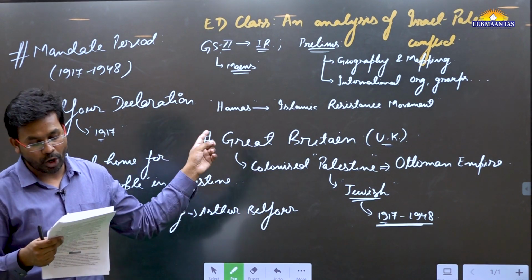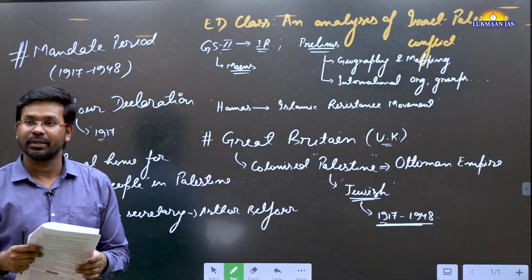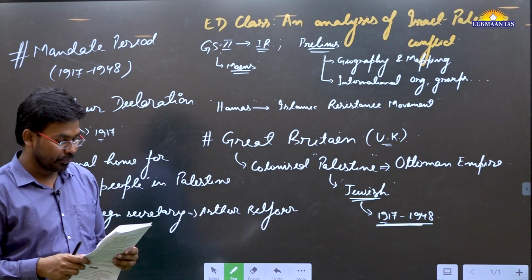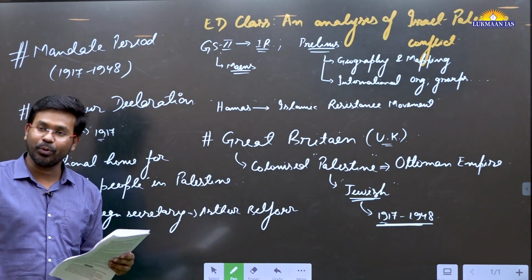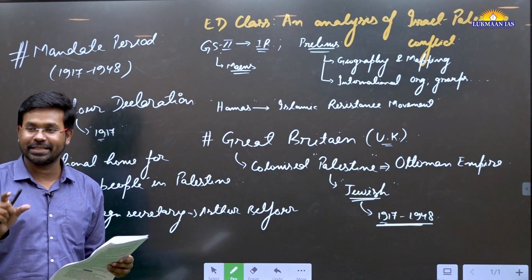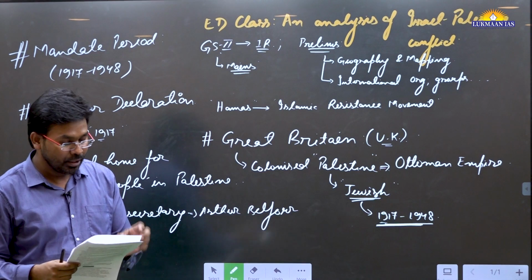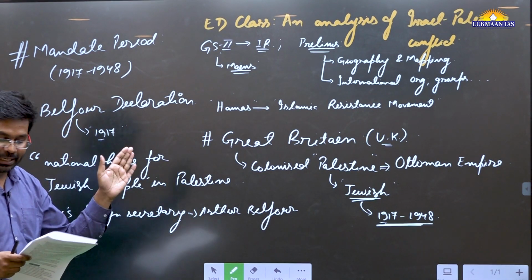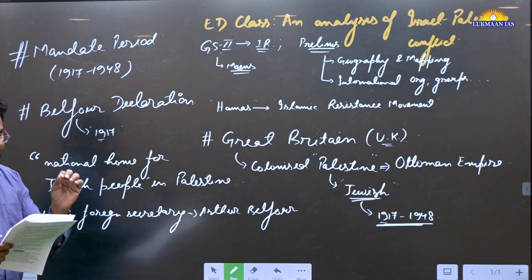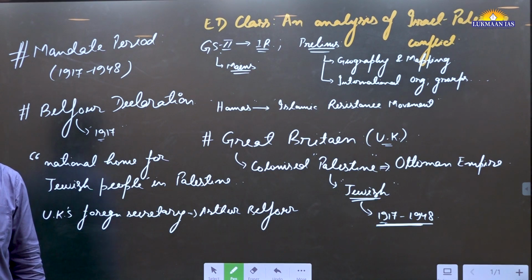The Foreign Secretary wrote to Lord Rothschild, a leader of the British Jewish community. I did not go into much history about who the exact person was, but this is how things transformed. This declaration was made by the Foreign Secretary, and he said it to this particular person. It played a key role in the establishment of the State of Israel in 1948.